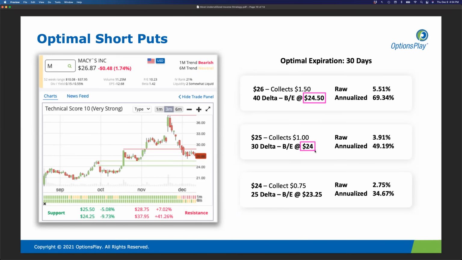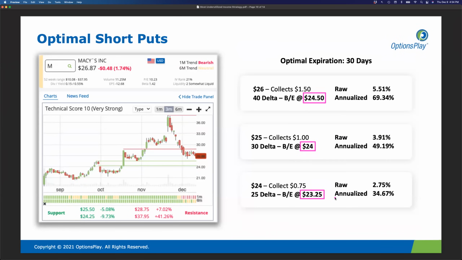If you sold the 26, you would own the stock at 24.5. If you sold the 25s, you own the stock at 24. If you sold the 24s, you own the stock at 23.5. If these put options are put to you, those are your effective costs to own the stock.